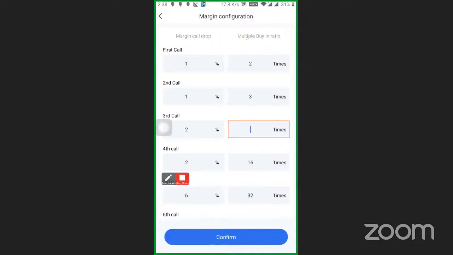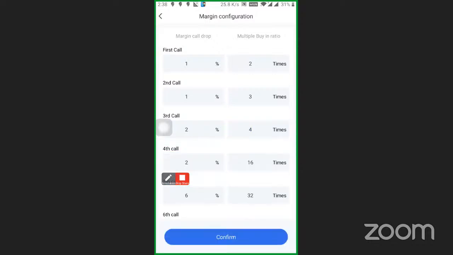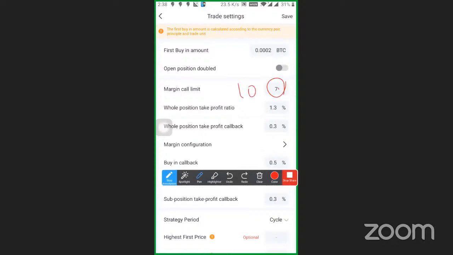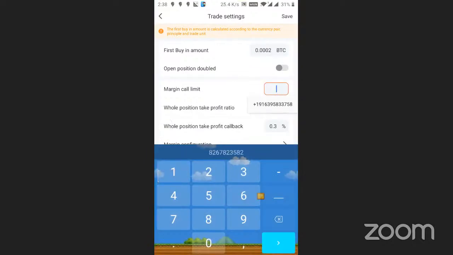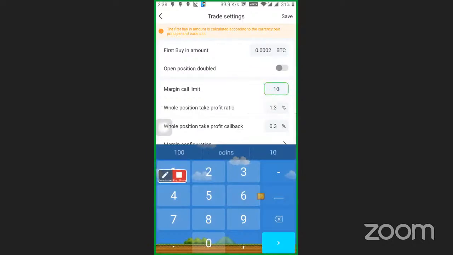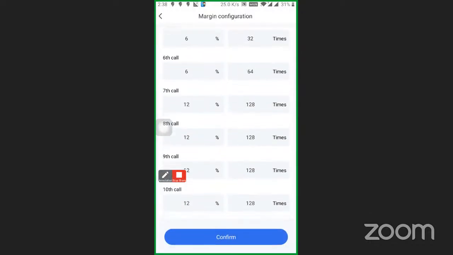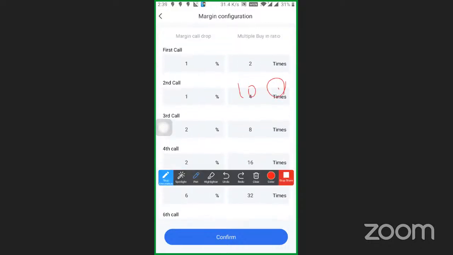Just like this, I added 2, then 3, then we can add 4 and 5 and so on, right? So one thing we can do here, we can have now 10 margin calls. We can change it to 10, right? So we will have 10 margin calls. So this will require little capital. Now, if we change it to 10 and go to margin configuration, these are our 10 calls, right? And now you can set it.